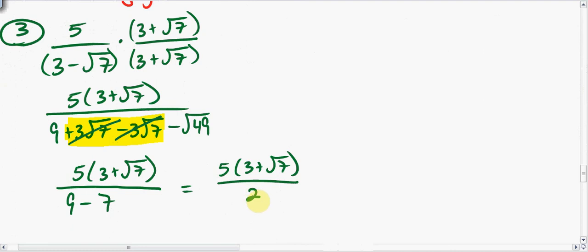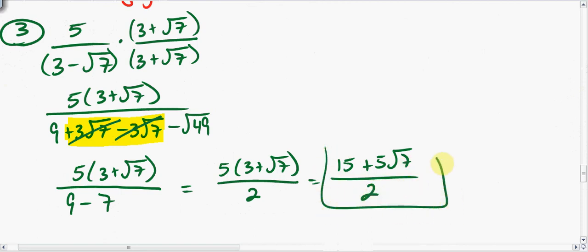And sometimes these two numbers will be able to simplify. So it's in your best interest to wait until you see what this number is to see if 2 can go into 5, which it can't. If it could, we would simplify first. Since it can't, my last step will be to distribute in the 5. So 5 times 3 is 15, plus 5 root 7 over 2. And there's your answer.